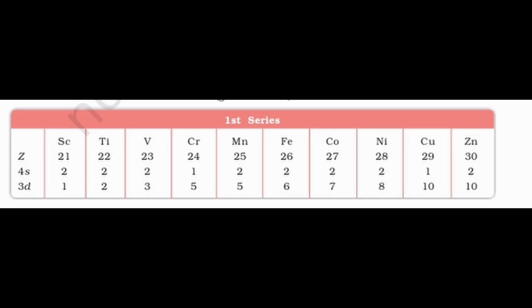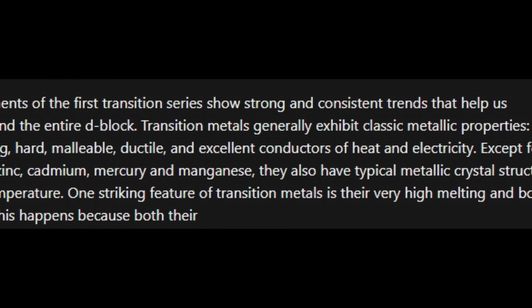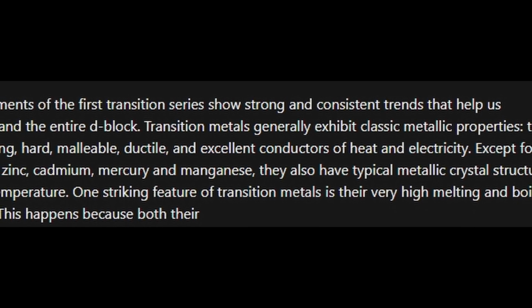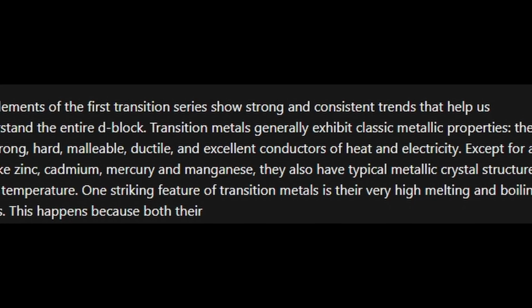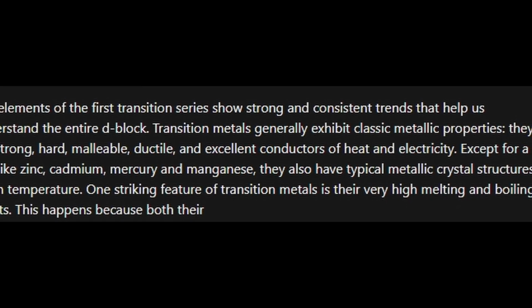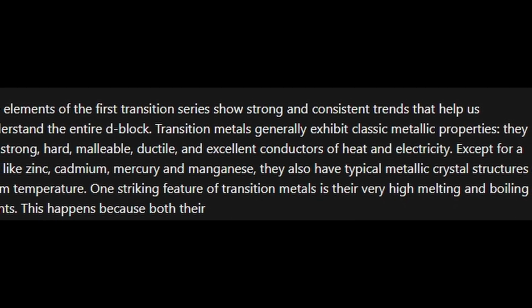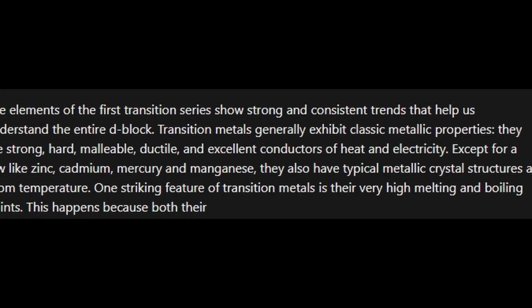The elements of the first transition series show strong and consistent trends that help us understand the entire D block. Transition metals generally exhibit classic metallic properties. They are strong, hard, malleable, ductile, and excellent conductors of heat and electricity. Except for a few like zinc, cadmium, mercury, and manganese, they also have typical metallic crystal structures at room temperature.